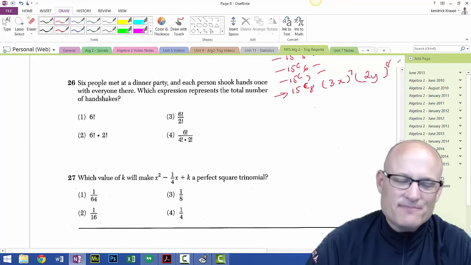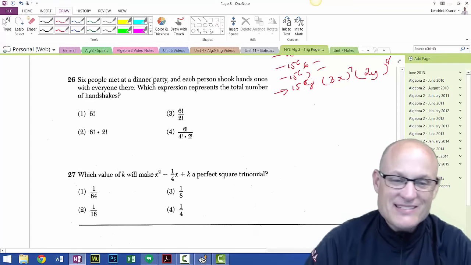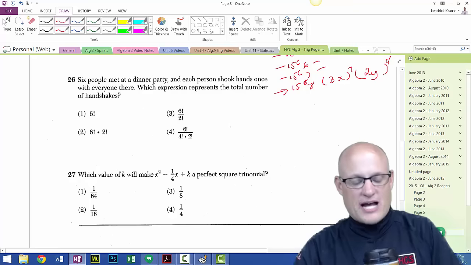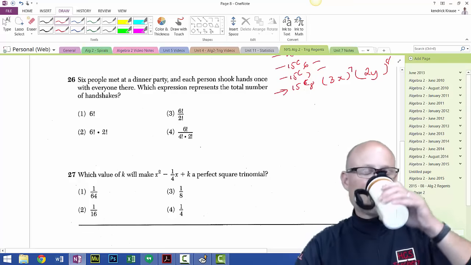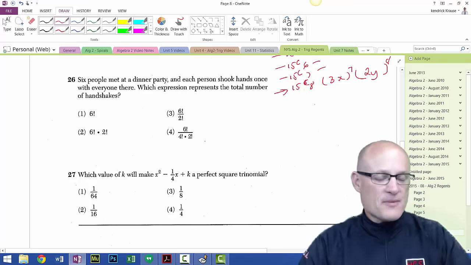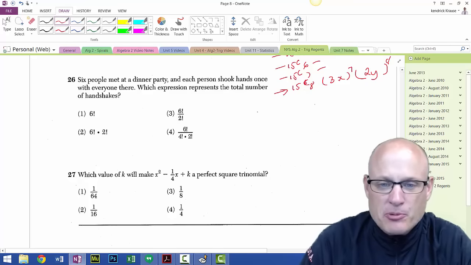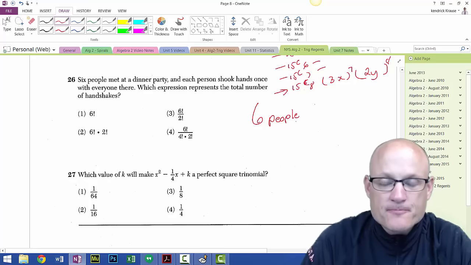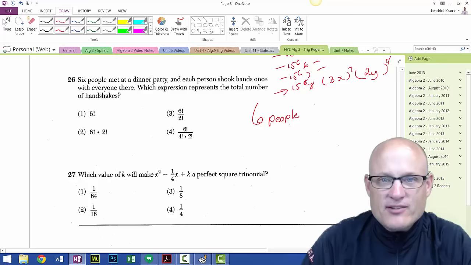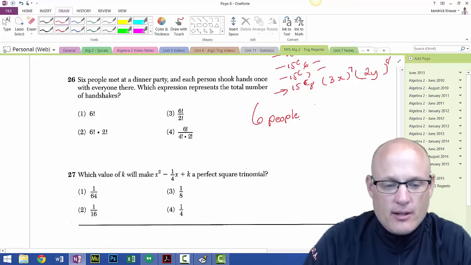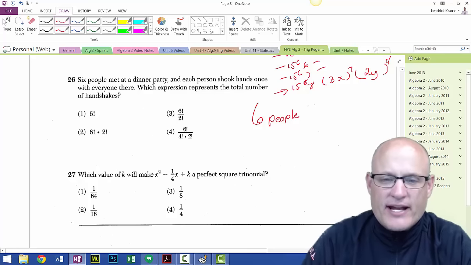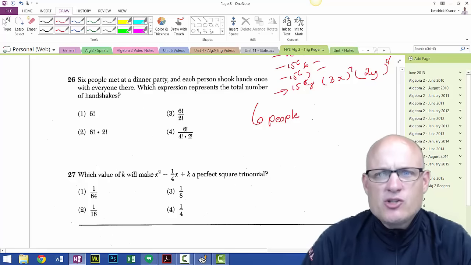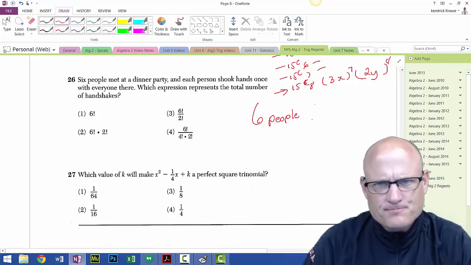The next question, really, this is an SAT question, at least the top part is. The answers are kind of dumb. If you have six people at a party and they all have to shake hands with each other, how many handshakes are going to take place? Well, there's going to be two people at a time shaking hands, correct?